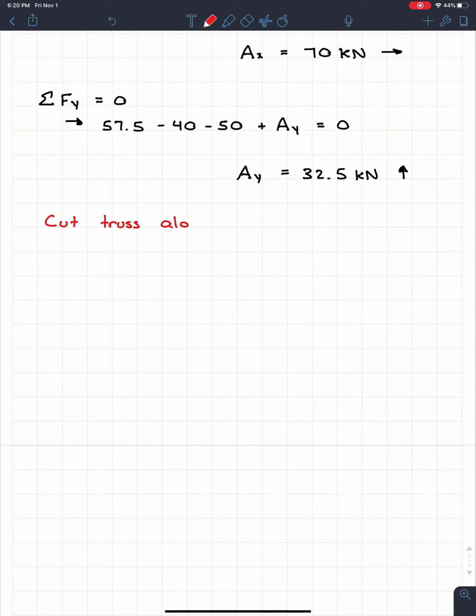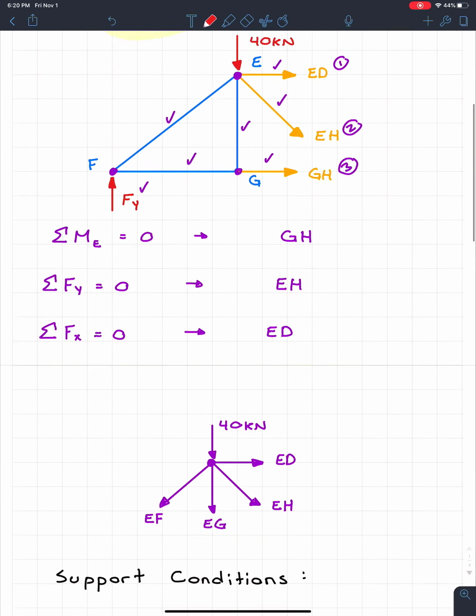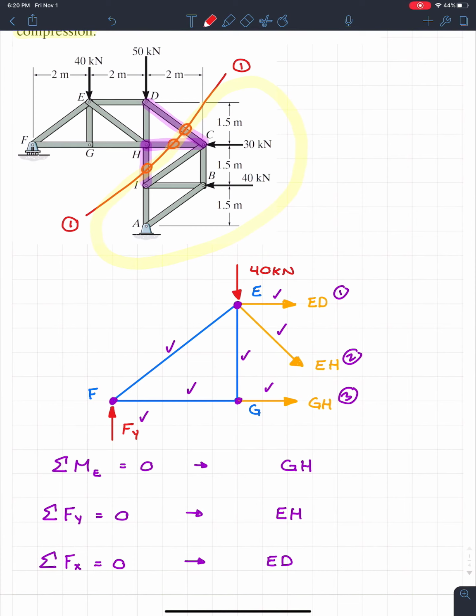So cut truss along line 1, 1. So that means that we're cutting the truss along that line. You guys will have to show your cut when you go into the final. So make sure that your cut is kind of nice and clear. And then we can analyze, like I said, that top half or the bottom half. We're going to pick the bottom half.